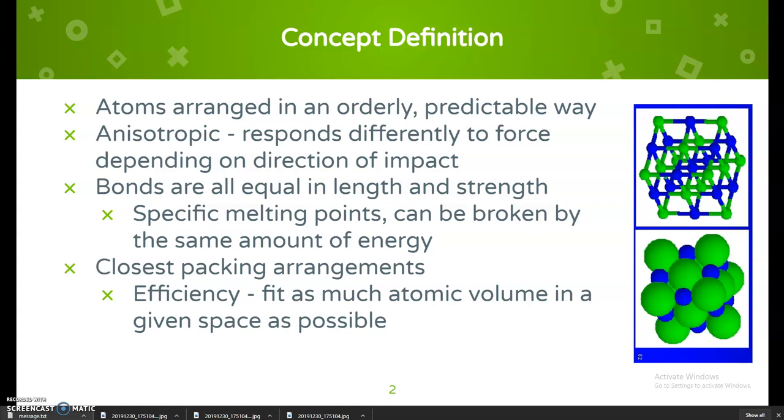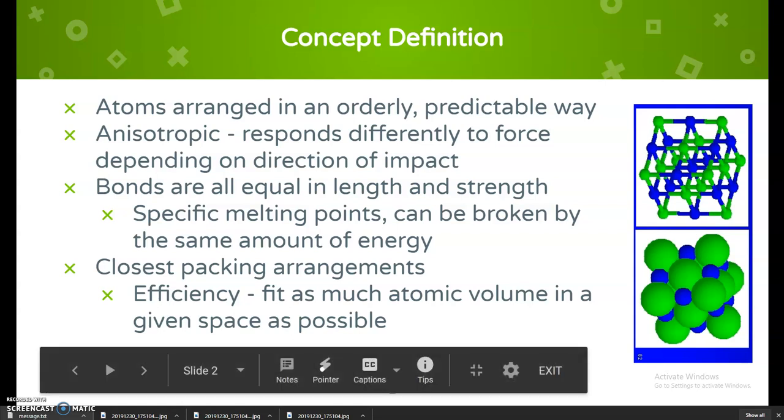Crystalline solids typically form in a structure known as a closest packing arrangement, which allows the substance to fit as much atomic volume as possible in as little space as possible. And this concept is known as efficiency.